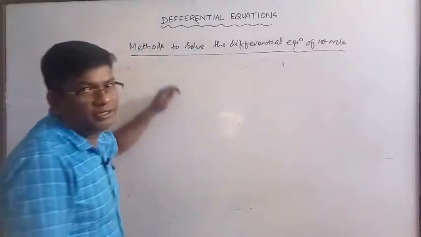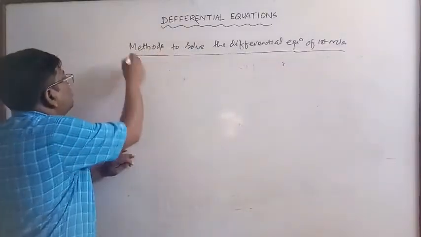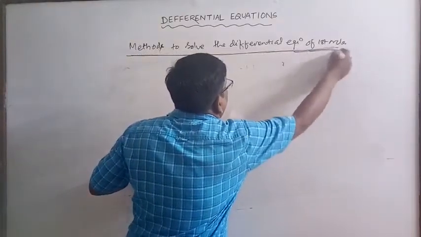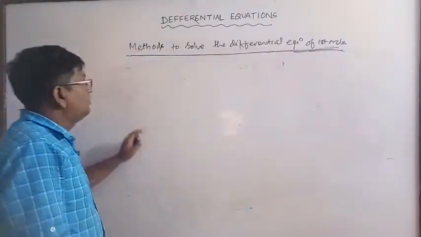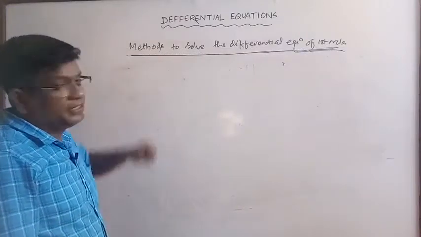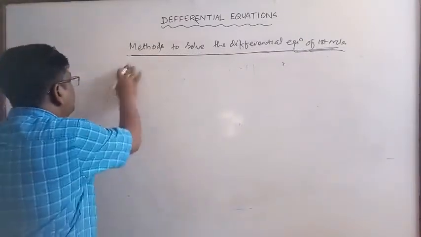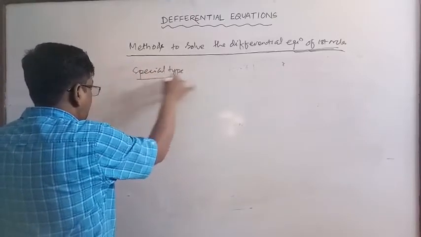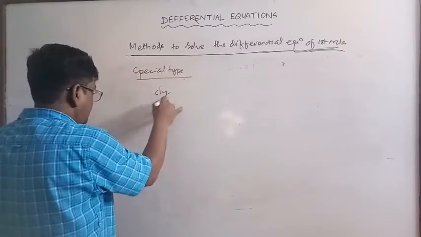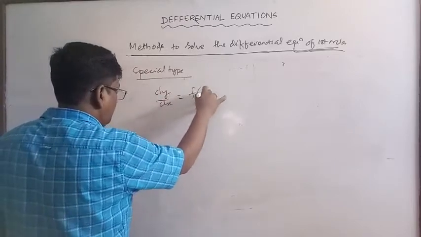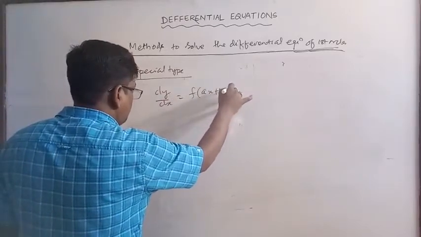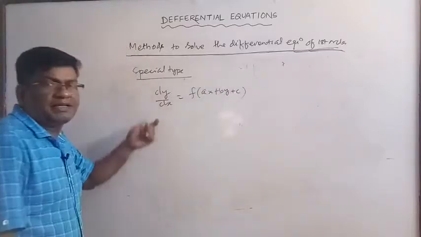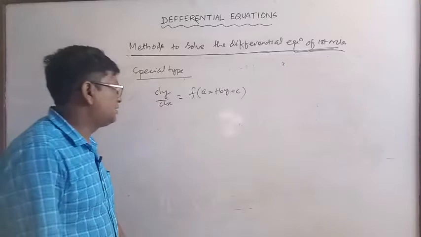Okay, this is the discussion. We are discussing the differential equation of first order, special type. That is, dy/dx = f(ax + by + c). This is a first-order differential equation of special type.